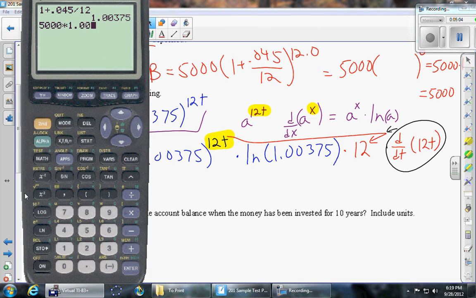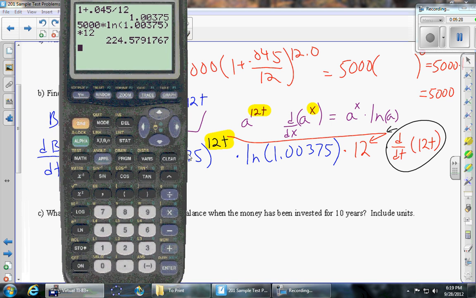So 1.00375. And then why don't we just go ahead and multiply? Oh, that's silliness. That's not what I meant to do. 5,000 times. I can't grab that because it's to a power. It's the 12t. But I can multiply by the ln of this number. So let's insert the ln of that number. And then times the 12 at the end.